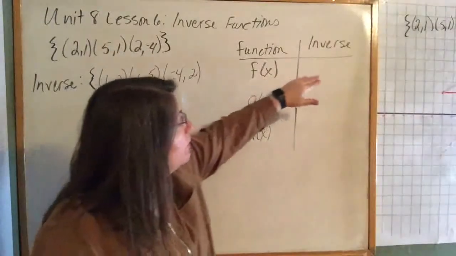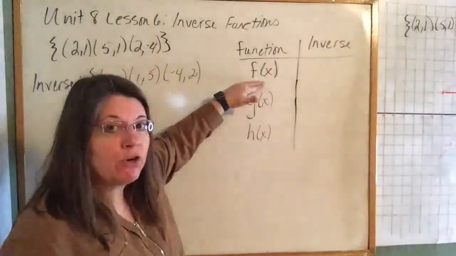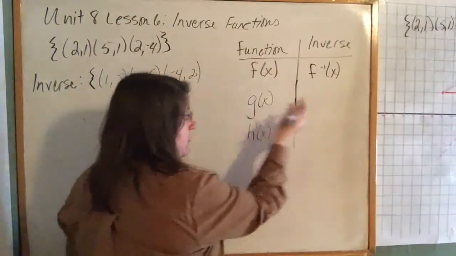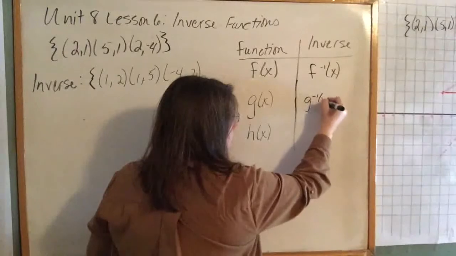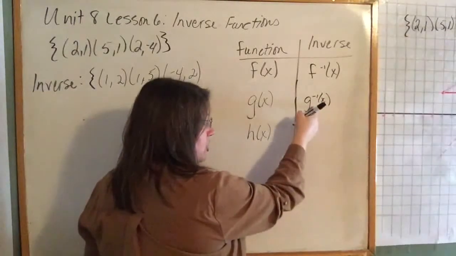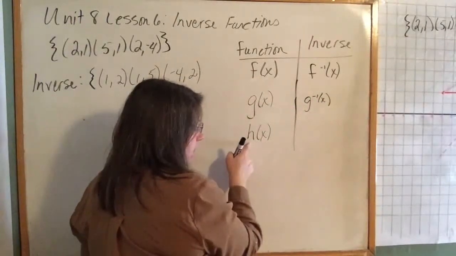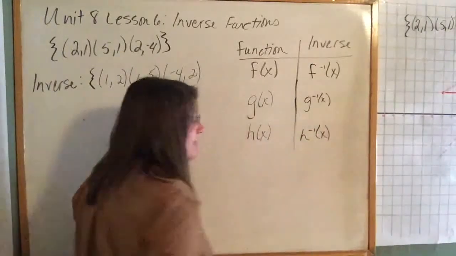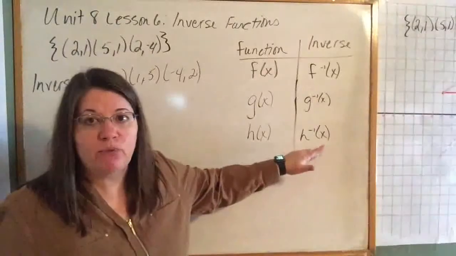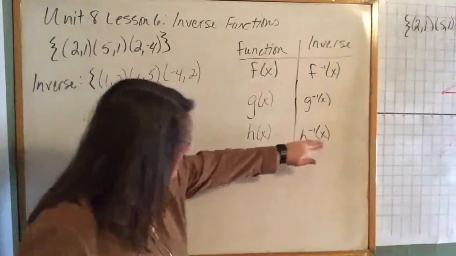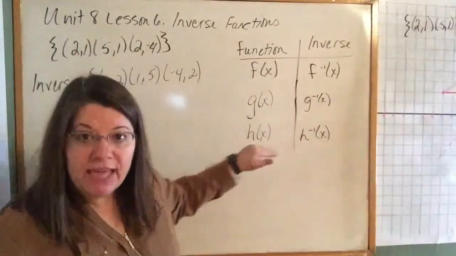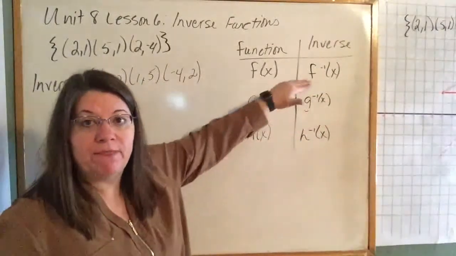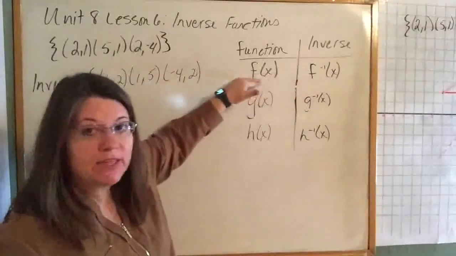But the inverse function, the notation for the inverse of f of x is f negative 1 of x. The inverse of g of x would be g -1 of x, the inverse of g. The inverse of h of x would be h -1 of x. That does not mean it's h to the -1 power. That means this function is the inverse of the h function. This function is the inverse of the g function, and this function is the inverse of the f function.